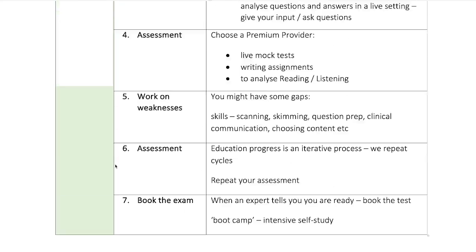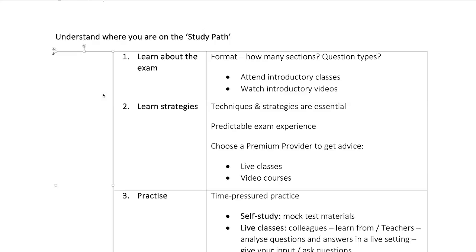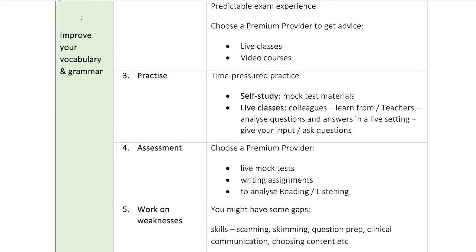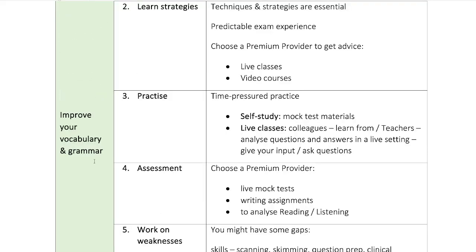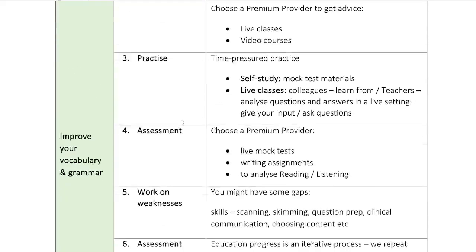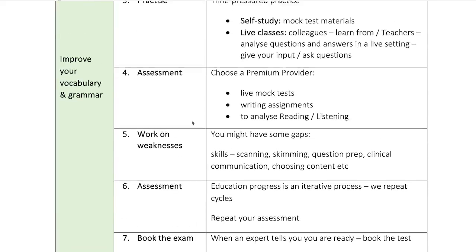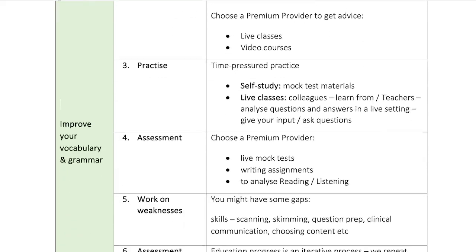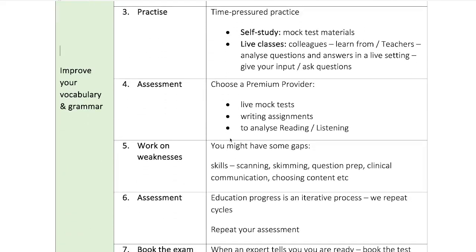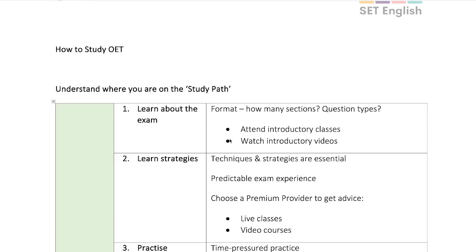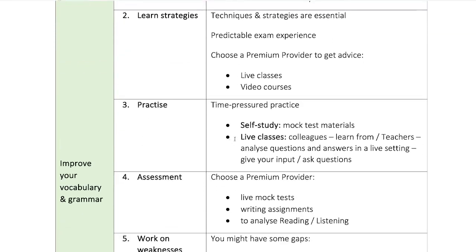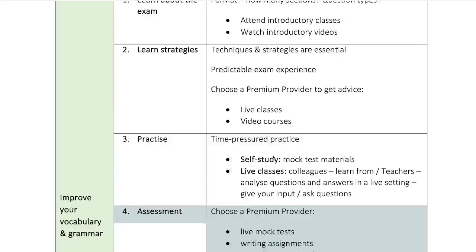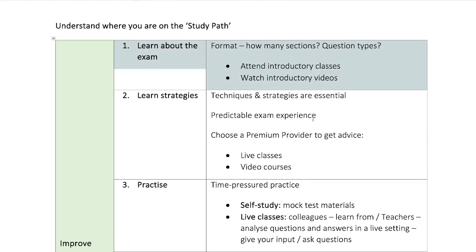Now, what you might be thinking is, there's a green box here. What's behind this green box? Well, I'll tell you what it is. It's improve your vocabulary and grammar. Now notice that I've got it all the way along here. If we're talking about OET study, it's not just about this study path, which is really essential to understand. Know where you are. If you've done the test 4 times already, you need to go on in here and find out what it is. If you don't know anything about the exam, you need to start here.